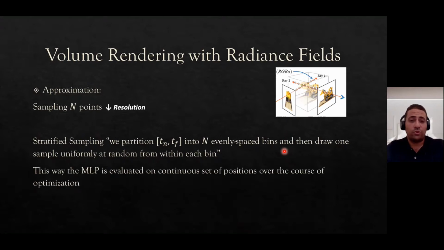Now, what this does is that the MLP is evaluated on a continuous set of positions over the course of optimization. So this way, there are no discrete points that the MLP would be assessed against every time. It would be similar to a continuous function, because every time we sample a different point, not discrete points. So I hope that's clear.